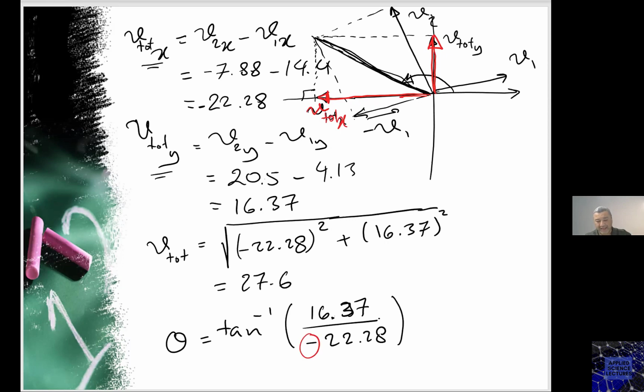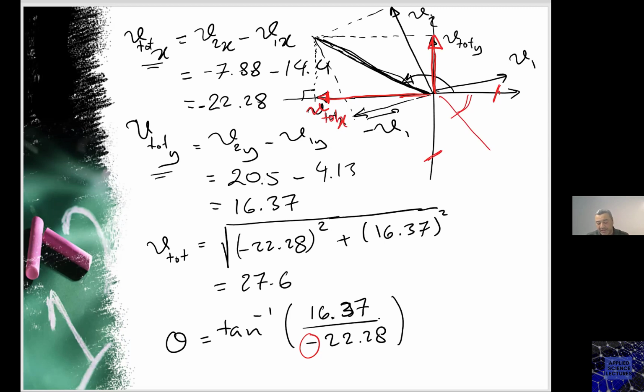If the y is negative and the x is positive, then the angle should be in the fourth quadrant. But because the y is positive and the x is negative, then whatever angle you get here, you have to add to it 180 degrees. Okay, that makes more sense.